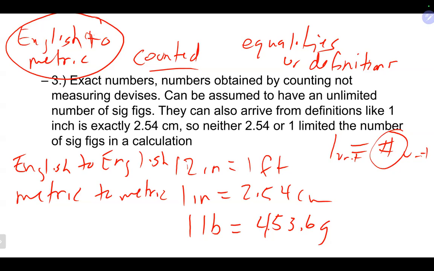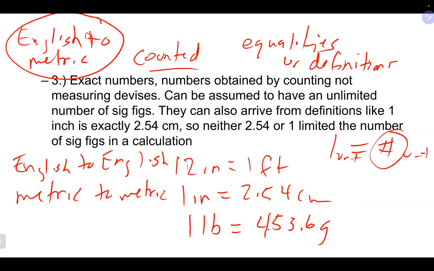The few exceptions are these couple guys up here. 1 inch is 2.54 centimeters. That's an exact conversion. So even though that's English to metric, you don't have to worry about it. And some people will go with this one as well. 1 pound is 453.6 grams. Not really, 1 pound is 454 grams, but 453.6 is another one. By the way, you should know those two conversions. They do come up a lot.